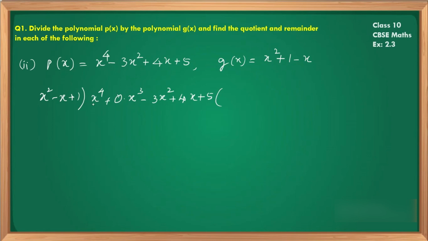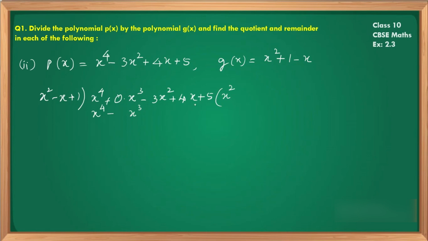Now we know the first term is x to the power 4, and here we have x square. Now we have to divide x to the power 4 by x square so that you get x square. The remaining terms also you have to multiply. x square into minus x is minus x cube. Put minus x cube. Now we have plus 1.